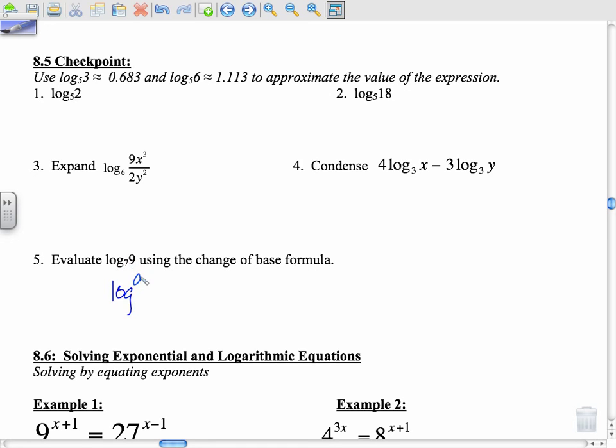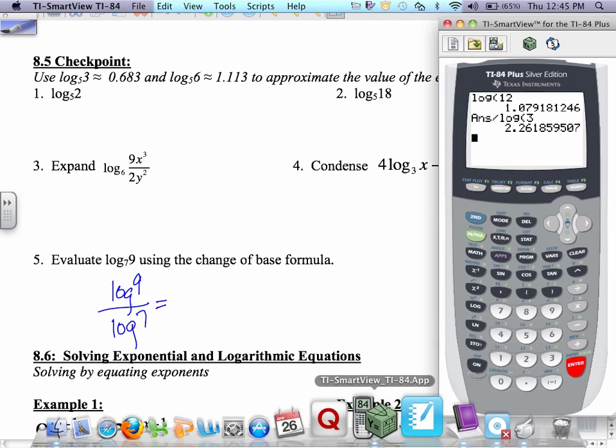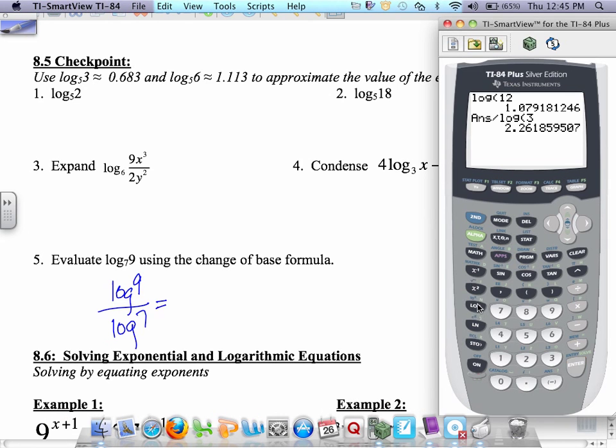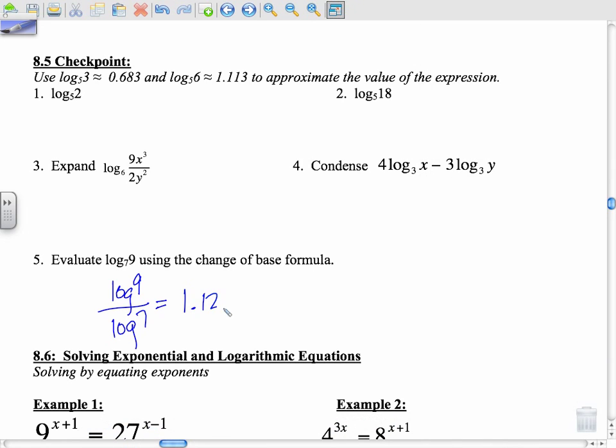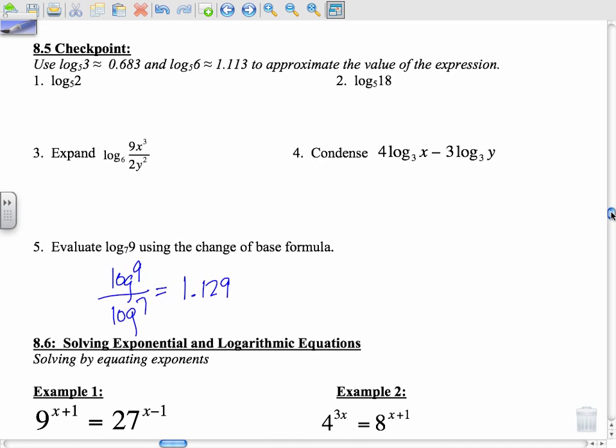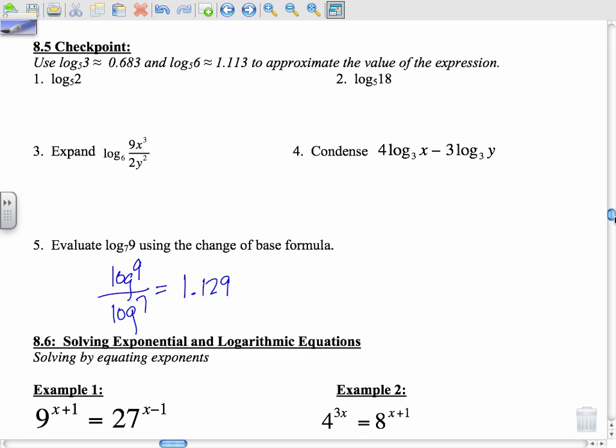Oh, that's convenient. So, evaluating log base 7 of 9 using the change of base formula. Since I don't know what this is, I'm just going to split this into log 9 over log 7. And go right back here to my calculator. And I'm going to go log of 9, enter, divide by log 7, enter. I get 1.129.